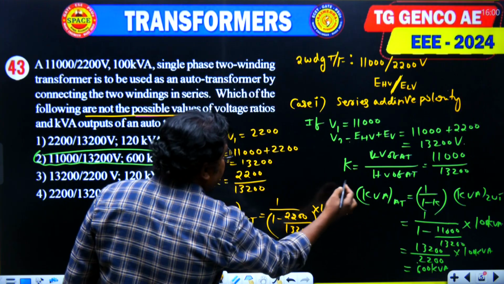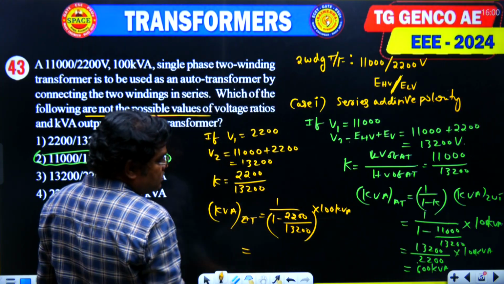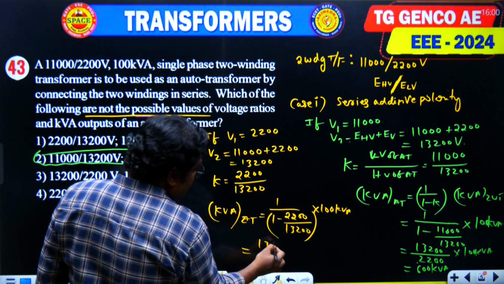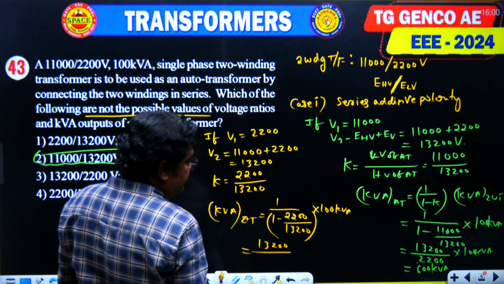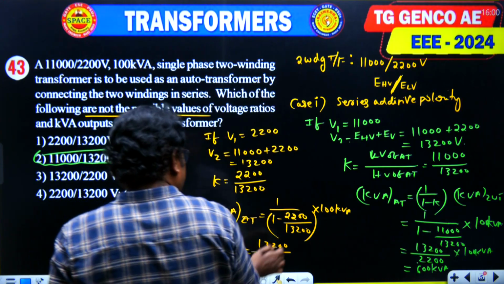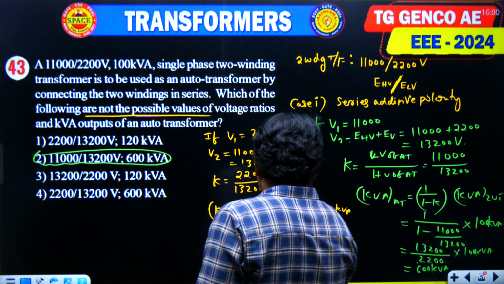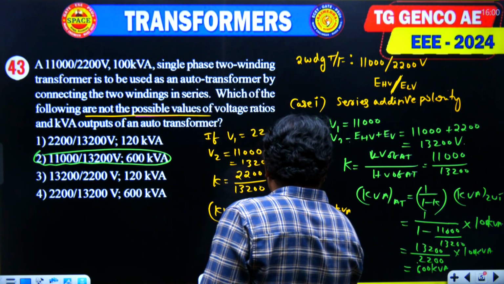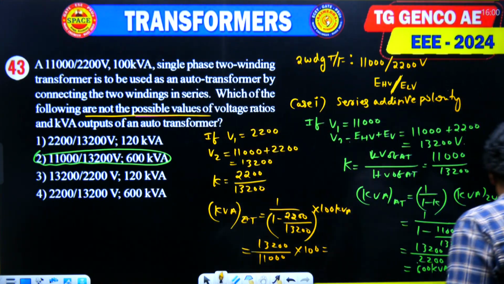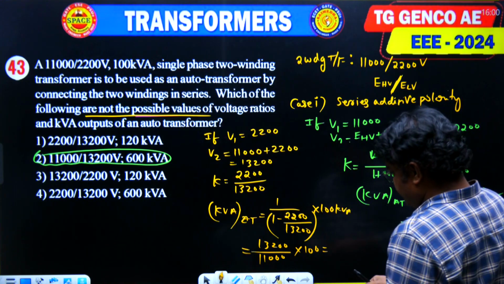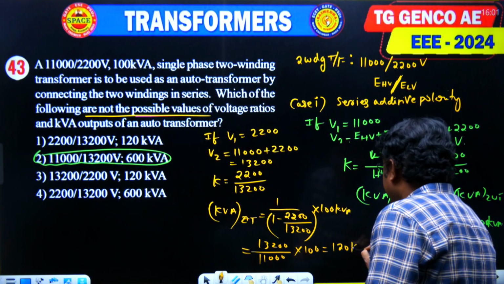So now simplify this. 13,200 divided by 11,000, into 100. So now let us verify what is the answer for this question. It is equal to 120 kVA.